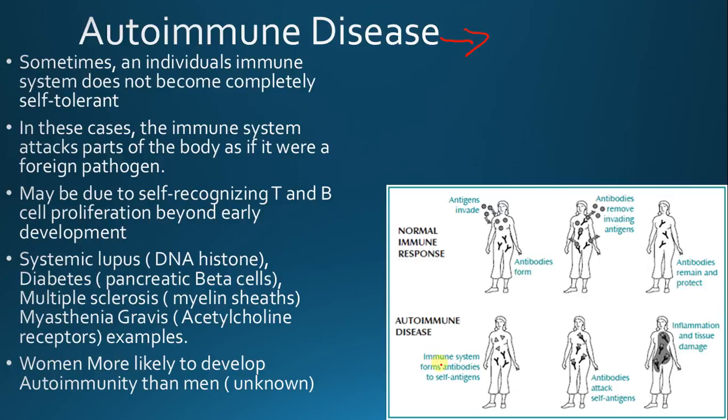In autoimmune diseases, sometimes the immune system forms antibodies to yourself. Those aren't killed off in the lymph nodes like they're supposed to. The antibodies start attacking your own antigens on your organs and tissues, and inflammation and tissue damage can occur.